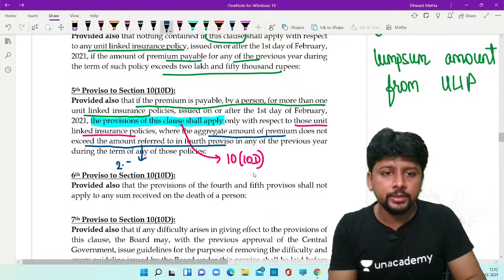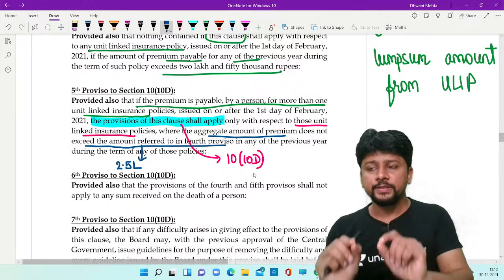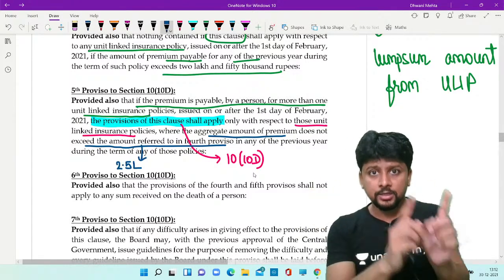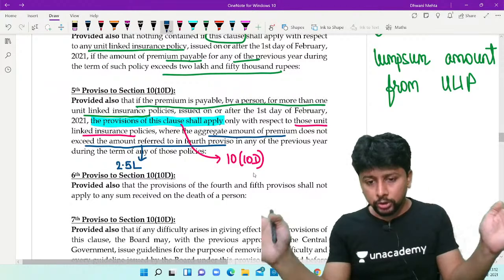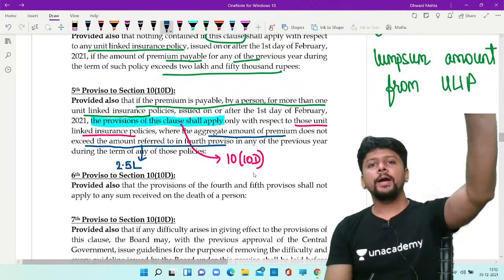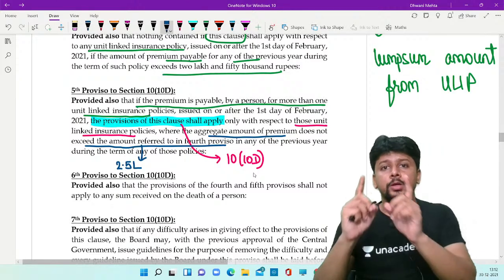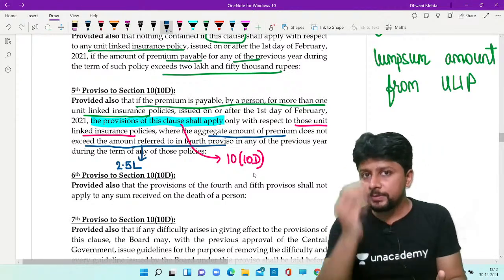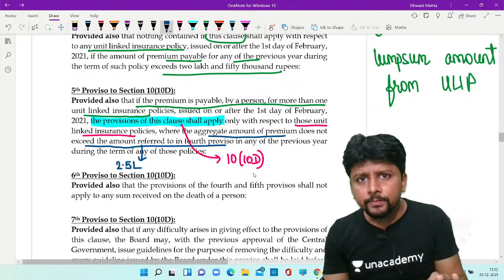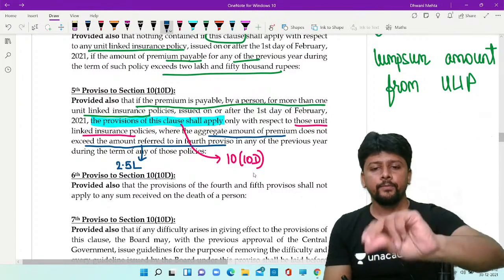What is the amount referred to in the fourth proviso? 2,50,000. All those policies where the total premium, yearly premiums totaled up together, is up to 2,50,000, assessee, go ahead, take your exemption under 10(10D). If you have taken multiple ULIPs, multiple policies, the amount received from all those policies where up to 2,50,000 yearly premium was paid is exempt.